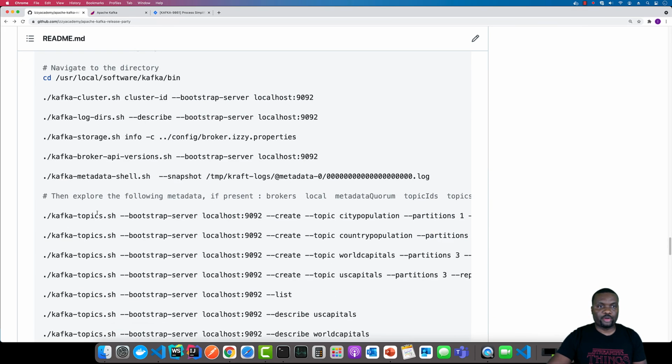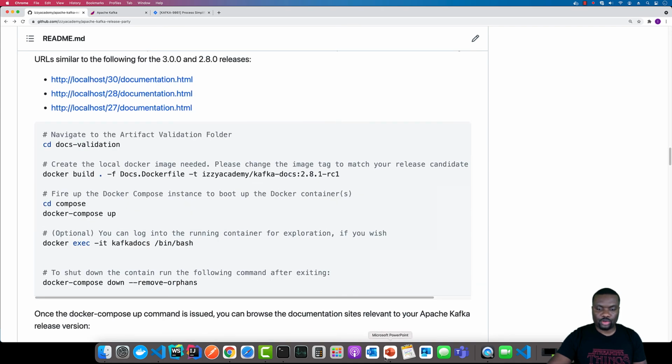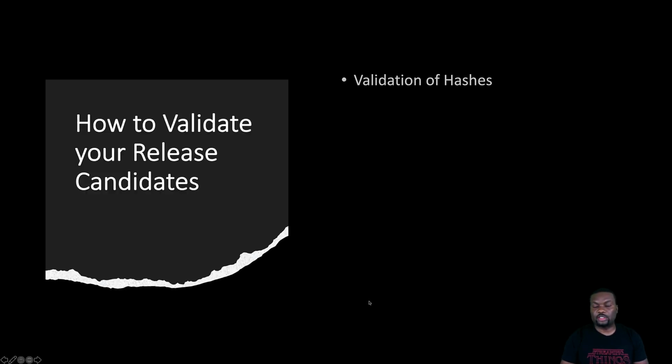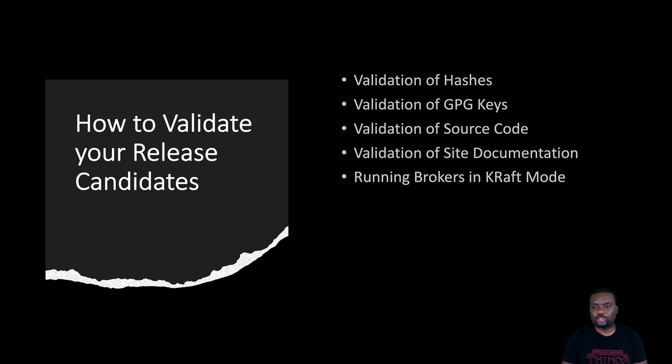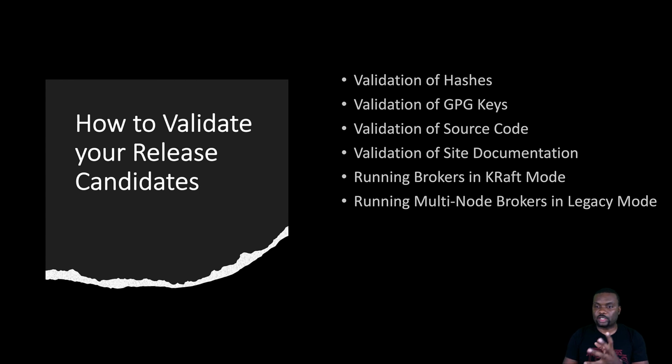So that summarizes pretty much everything that we need to know about this particular utility. We covered how to verify the hash, the GPG keys, the PGP keys, the source code, the site documentation, running the cluster in KRaft mode without Zookeeper, and then running the cluster in legacy mode with Zookeeper. So I hope this tool is useful to you and you can use it to verify that your release candidate is up to speed, and it will allow you to vote confidently before a particular release candidate is approved for the community to download and use.